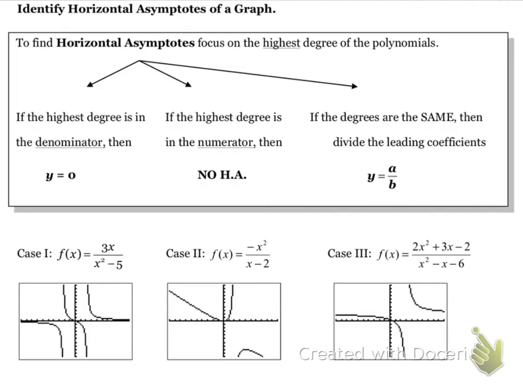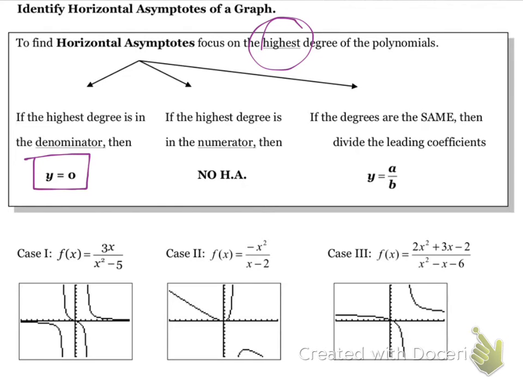So what you first need to do is make sure that you focus on the highest degree of the polynomial. So you want the numerator and the denominator in standard form because we're going to look at the highest degree of the numerator and the denominator. So if the highest degree is in the denominator, between the two, then we automatically have a horizontal asymptote at y equals 0, which is the x-axis.